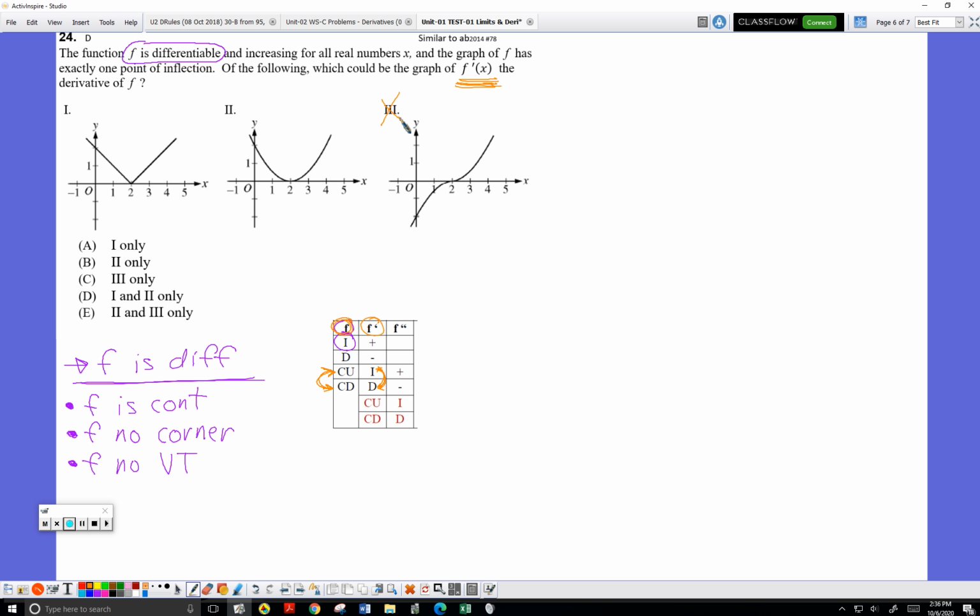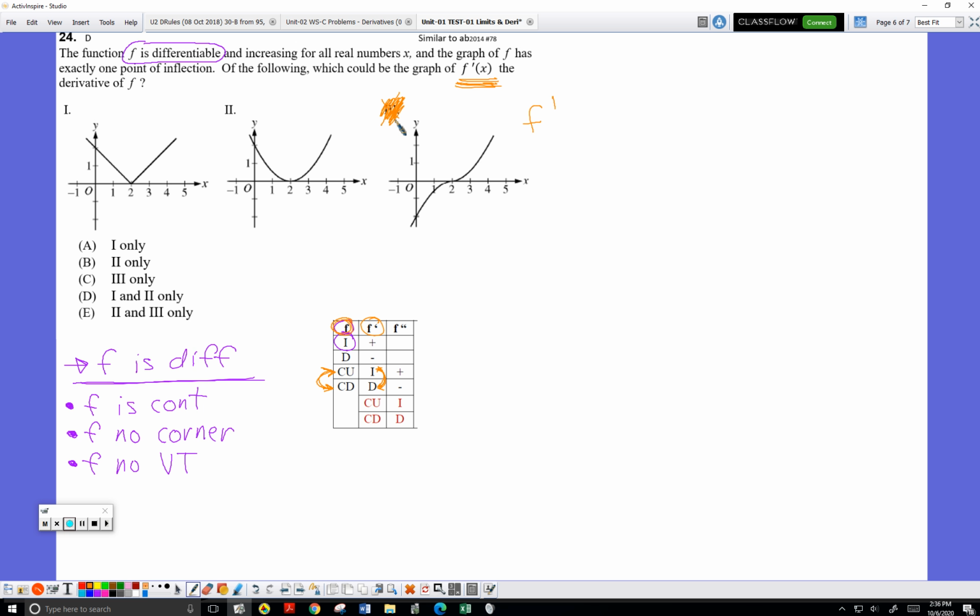Here's F prime. This F prime does not change from increasing to decreasing. It cannot be that one. That's not clicking. Talk to me. You good? Anybody else? 3 is out for Sydney. Somebody else talk.